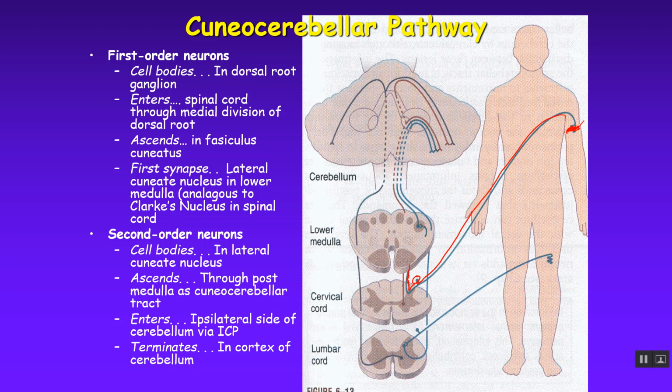So it's going to make its synapse with the lateral cuneate nucleus, and then the second order neuron sends its axon projection, which ascends through the posterior medulla as the cuneocerebellar tract, through the rest of the medulla, before it goes in through the inferior cerebellar peduncle on the same side. So ipsilateral pathway, inferior cerebellar peduncle. That's the same as we saw with the posterior spinocerebellar pathway. Does that make sense?